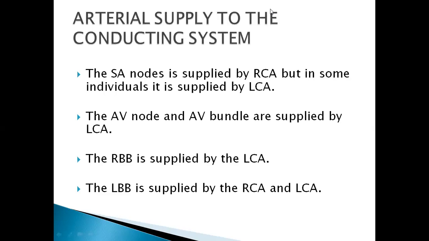I'm going to repeat. The SA node is supplied by the right coronary artery. Just remember that. AV node and AV bundle are supplied by the left coronary artery. The right bundle branch is supplied by the left coronary artery. The left bundle branch is supplied by the right coronary artery plus the left coronary artery.